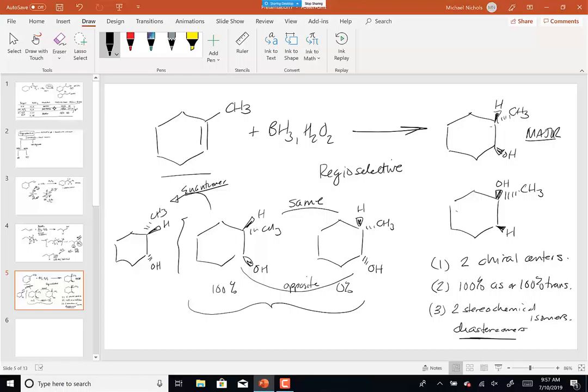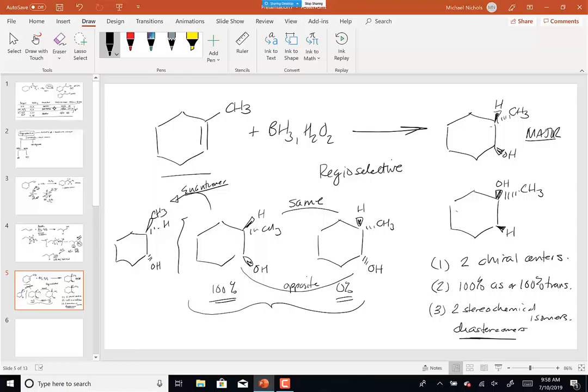The one that I just made 100% because I added 100% cis. Except what did I do? I screwed up this. It should look like that. So when I made this molecule at 100%, I made that diastereomer 100% versus this one 0.